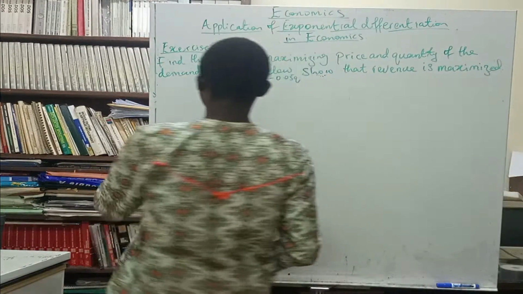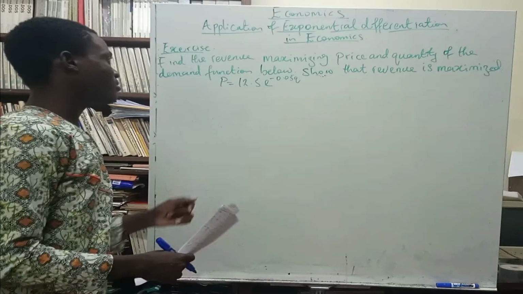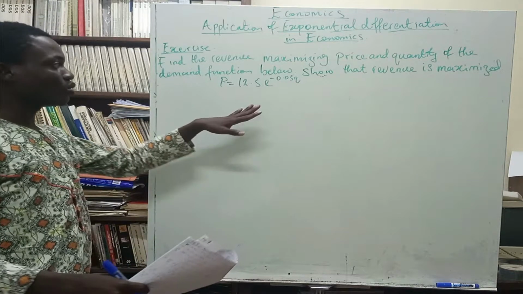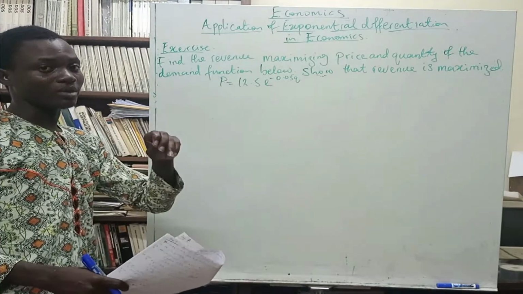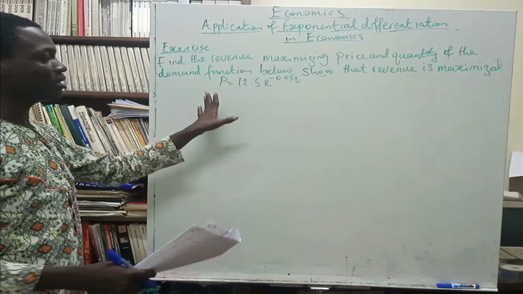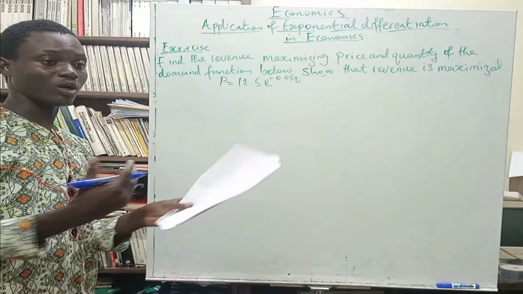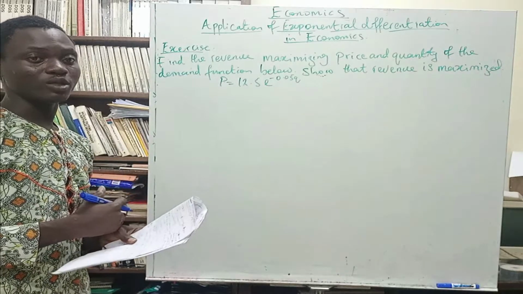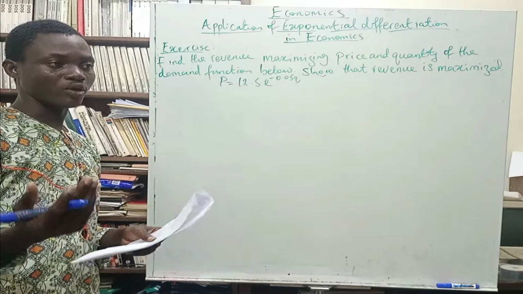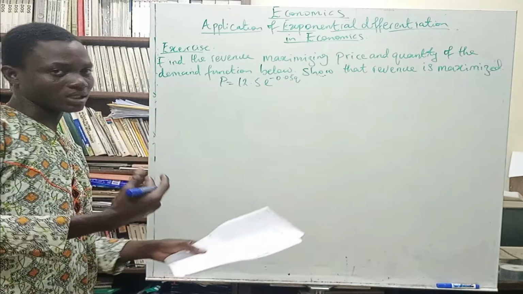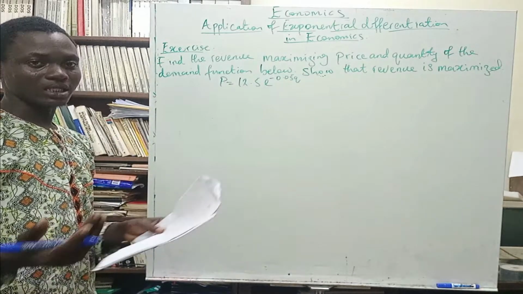Here we have an exercise which says we should find the revenue maximizing price and quantity of the demand function below. Show that revenue is maximized. So this is the demand. This is actually an inverse demand function, because a demand function has the quantity as the dependent variable and the price as the independent variable. Whatever happens to price will tell us what is happening to quantity, not the reverse.